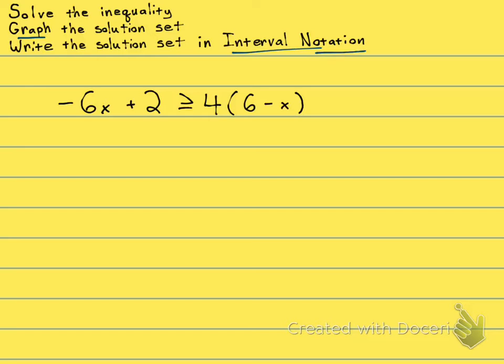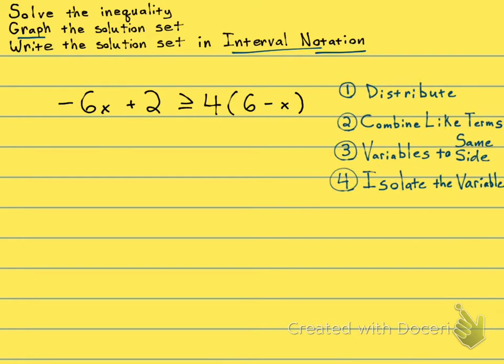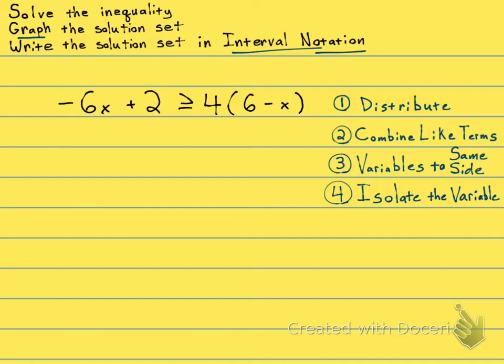interval notation. So in order to solve a linear inequality, I follow the same steps I do as if I was going to solve a linear equation. Here's my 4 steps. So if I see distribution, I want to do that first, and I do. I see it right here. 4 times 6 is 24. And then minus 4 times x is minus 4x. Okay, I have successfully distributed. Everything else drops down. Greater than or equal to. Here's the 2, the plus, the minus 6x.